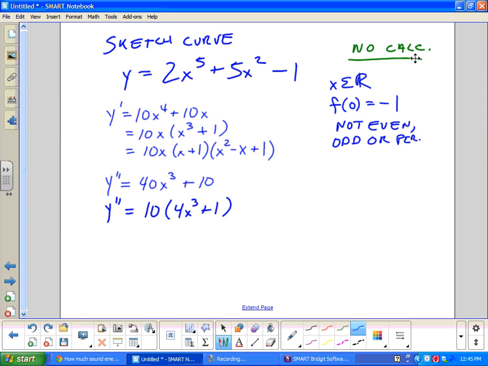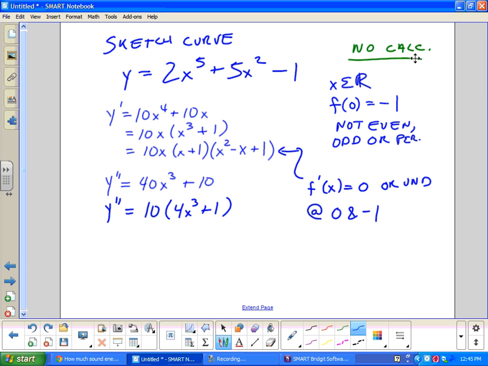All right, I see critical points. Again, that's where f prime of x is 0 or doesn't exist. But again, for polynomials it always exists. We have two critical points at 0 and -1. So we got that going on.